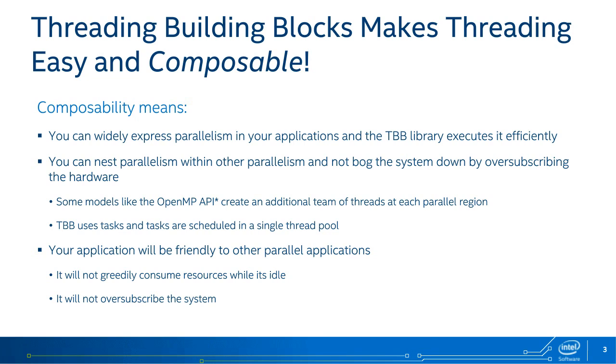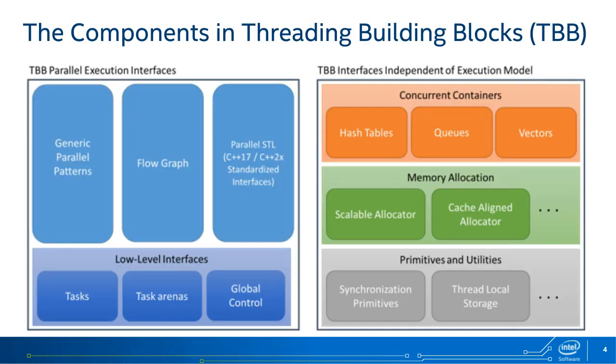TBB is a set of building blocks for expressing parallelism, and we can roughly categorize these building blocks into two large groups. There are building blocks for expressing parallelism, and we have different kinds of high-level parallel execution interfaces. We have generic parallel patterns, we have the flow graph API, and we also have an interface called Parallel STL. All of these parallel execution interfaces are built on top of lower-level interfaces that make them composable with each other and allow efficient execution on your cores.